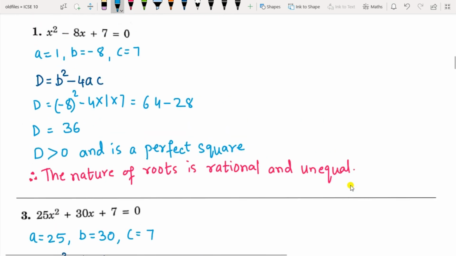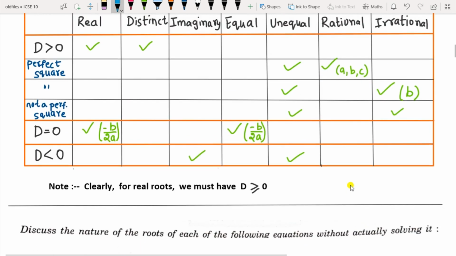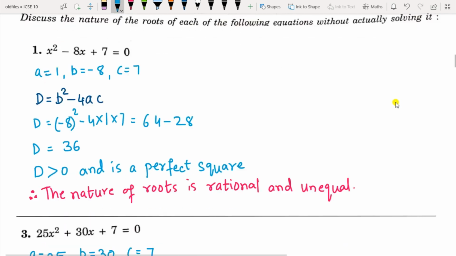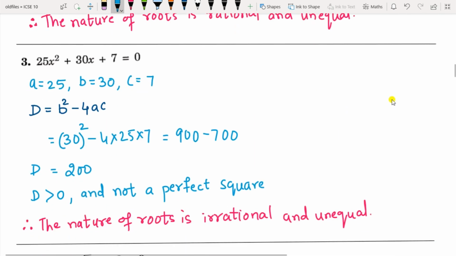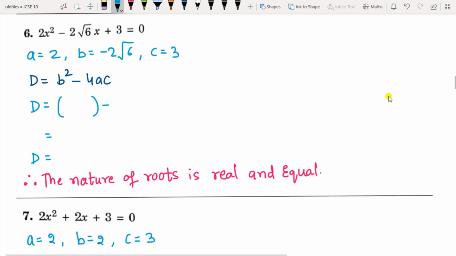So here you can see in the table, D is greater than 0 but not a perfect square. So the nature of the roots will be unequal and irrational. Right? So this way you have to solve and find the nature of the roots. For that it is very necessary that you learn those three cases.